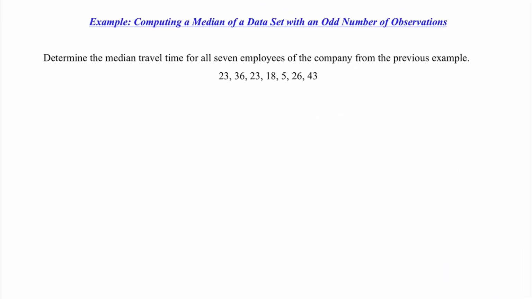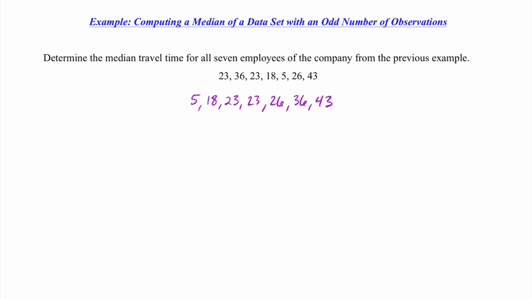Jumping into our example then, we're asked to determine the median travel time for all 7 employees of the company from the previous example that we discussed. So we've got our 7 employees. Like we just mentioned in our notes though, the first thing we need to do is organize the data in ascending order. So we've got 5, 18, 23, 23, 26, 36, and 43 in our ascending order.